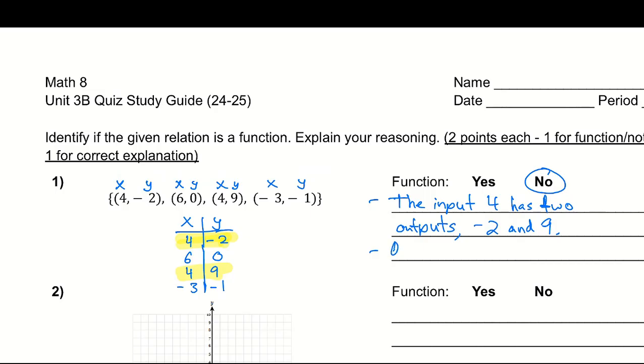Or you could also put this: one output has multiple, or there is one output with more than one input. No, I have that backwards. There is one input with more than one output. Either of those will work, okay?